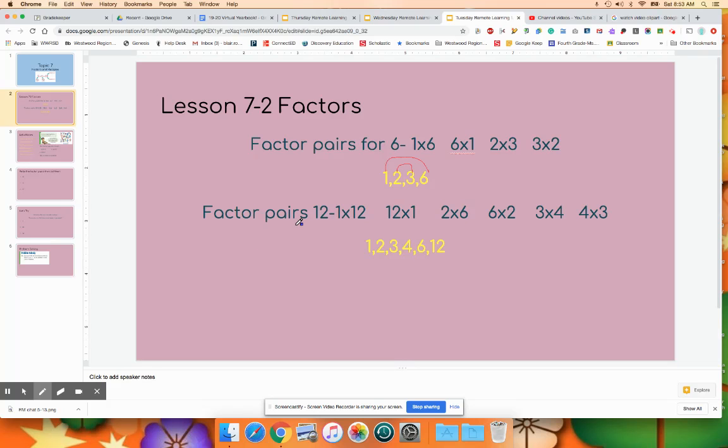Okay, so here the factor pairs for 12: 1 times 12, 12 times 1, 2 times 6, 6 times 2, 3 times 4, and 4 times 3. So we're just going to take one digit. We're not going to use the repeaters, and you list them from least to greatest. So 1, 2, 3, 4, 6, 12. And each one has a partner. So 1's partner is 12, 2's partner is 6, 3's partner is 4. So if you were to do this and one of them didn't have a partner, you know you missed something, right? Okay, so let's move on to the next slide, the example from the book.